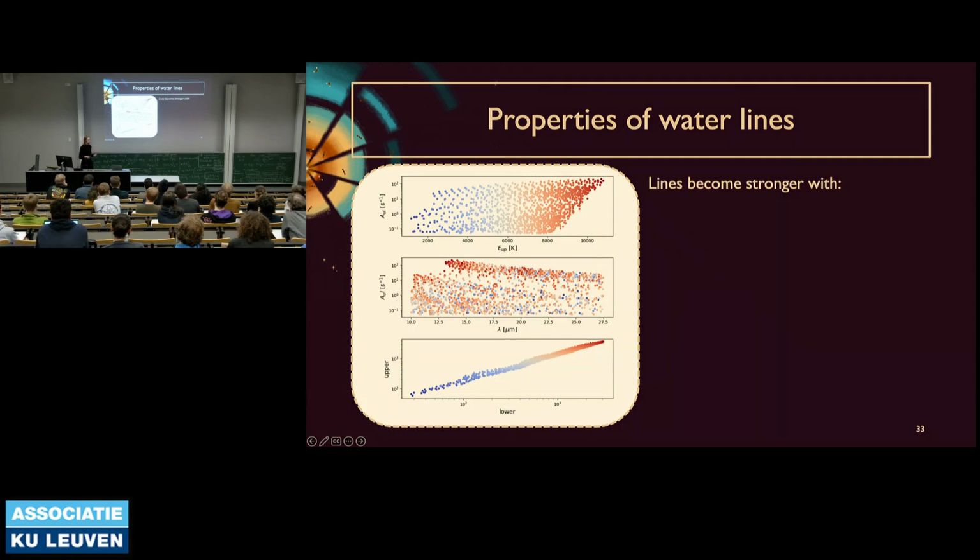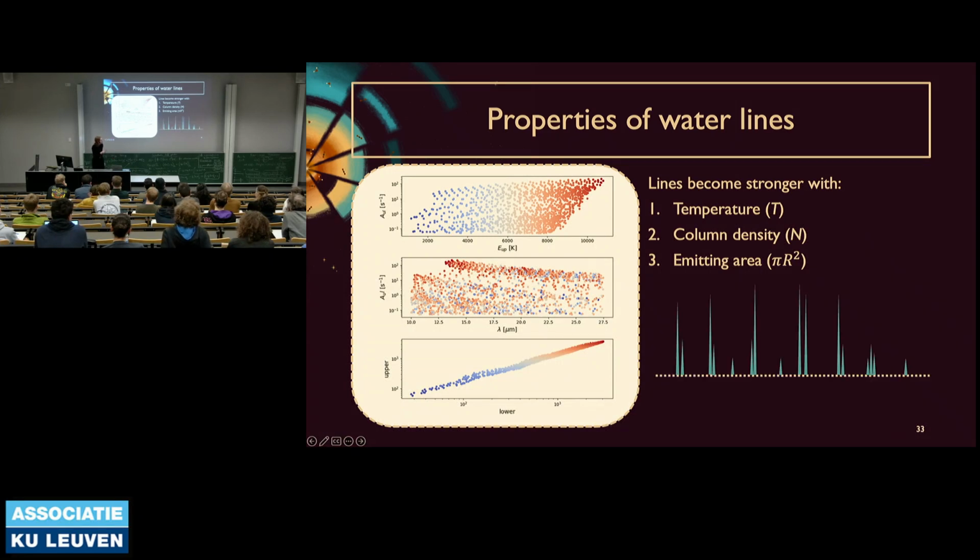So lines in general become stronger with an increase in temperature, an increase in column density, so that's essentially how much of this water you're seeing, and secondly, with the emitting area. In general, if your column density and your emitting area increase, it just linearly goes up. Everything goes up at once, right? Especially with the emitting area, this is mostly true. However, for the column density, this can be a little bit more complex.